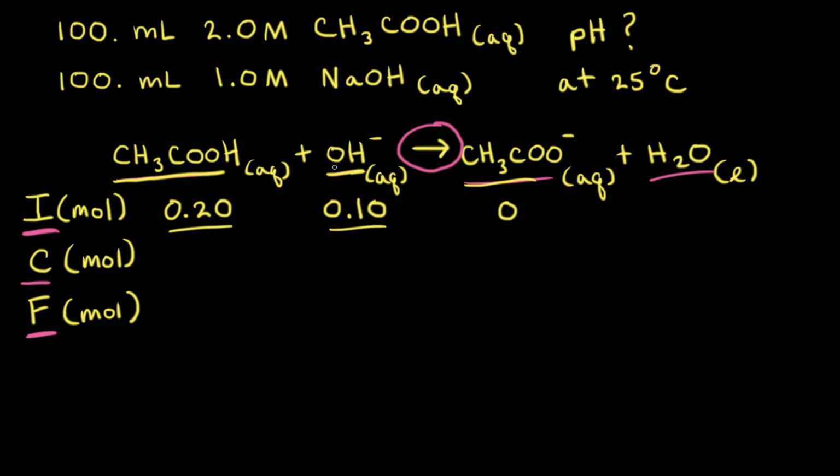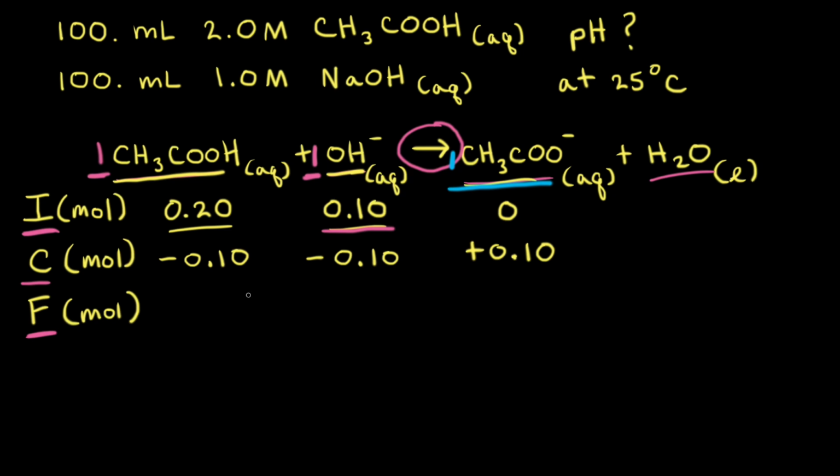Next, we look at the coefficients in our balanced net ionic equation. The mole ratio of hydroxide anions to acetic acid is 1:1. Therefore, if we have 0.10 moles of hydroxide anions, that's going to react with 0.10 moles of acetic acid. So for the change, we can write minus 0.10 under hydroxide anions and also minus 0.10 under acetic acid. For the acetate anion, there's a coefficient of 1 in the balanced net ionic equation. Therefore, if we're losing 0.10 moles for our two reactants, we're going to gain 0.10 moles of the acetate anion.